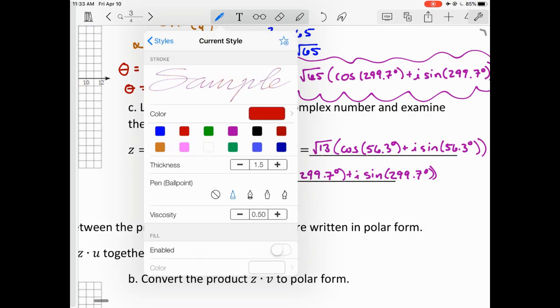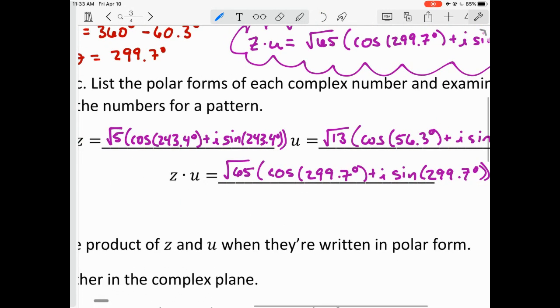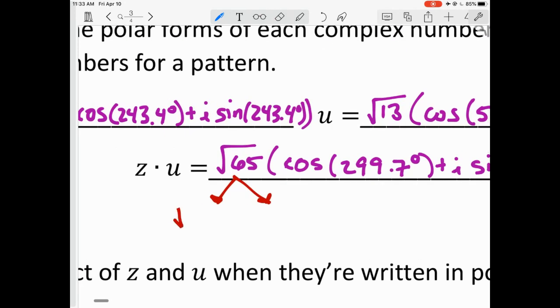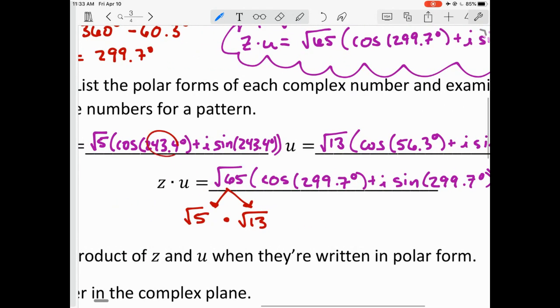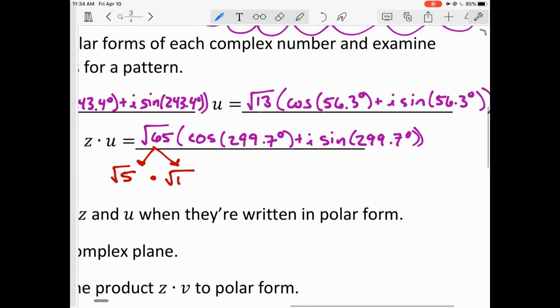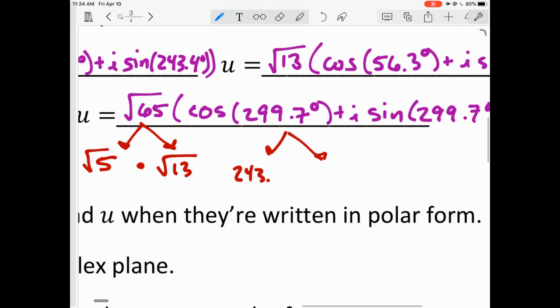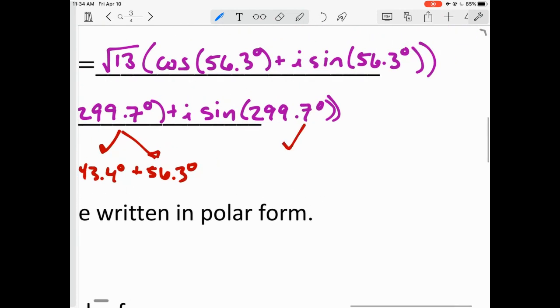All right, what I'm noticing is that if I were to multiply 5 and 13, notice they're both square rooted, that should give me square root 65. So it seems like this is coming from multiplying square root 5 times square root 13. And this 299.7, looking at the angles up here, 243.4 and 56.3, if I were to add those two numbers together, 243.4 plus 56.3, that gives me that 299.7.